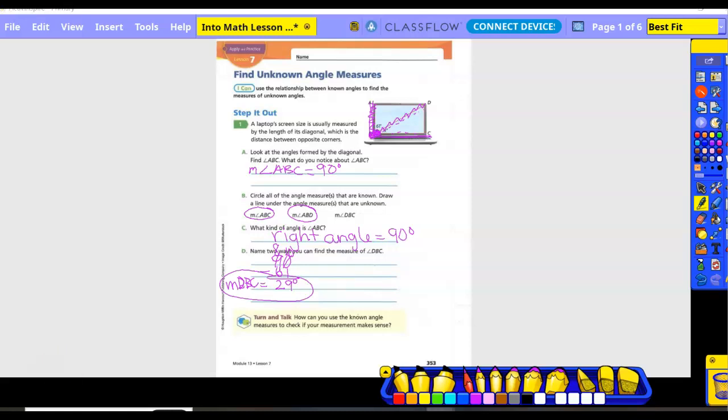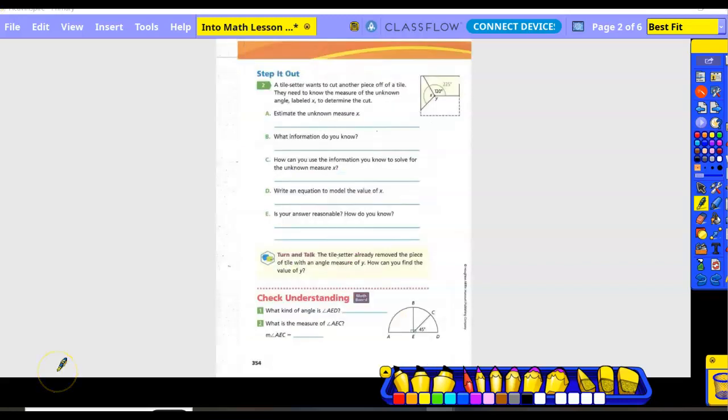And then they wanted 2 ways to find it. So we subtracted to find it. And then also we used our protractor, lined it up, and found that the angle went straight across 29 degrees as well. Step it out, number 2. A tile setter wants to cut another piece off of a tile. They need to know the measure of the unknown angle labeled X to determine the cut. Estimate the unknown measure of X.